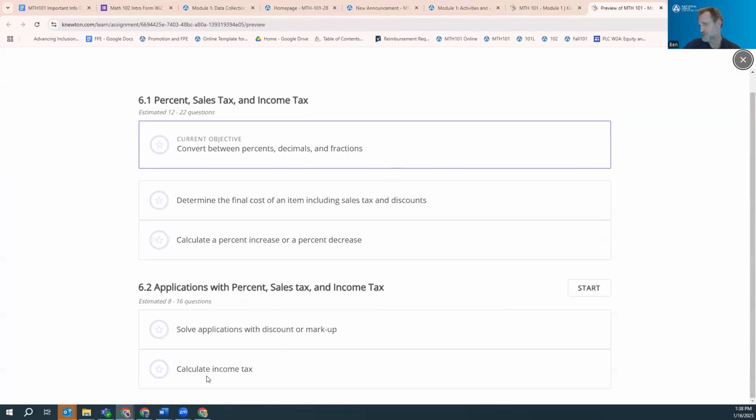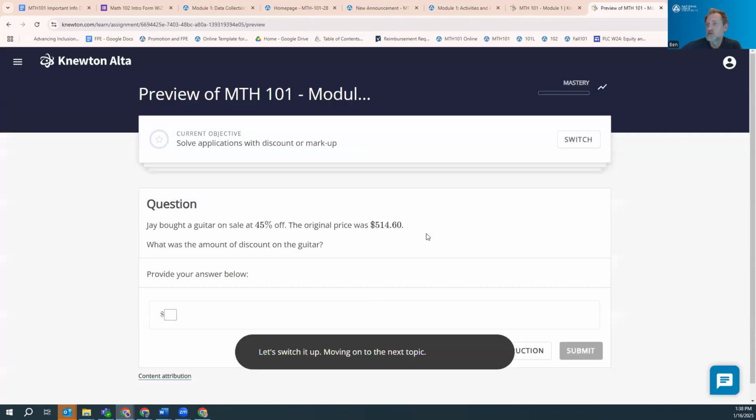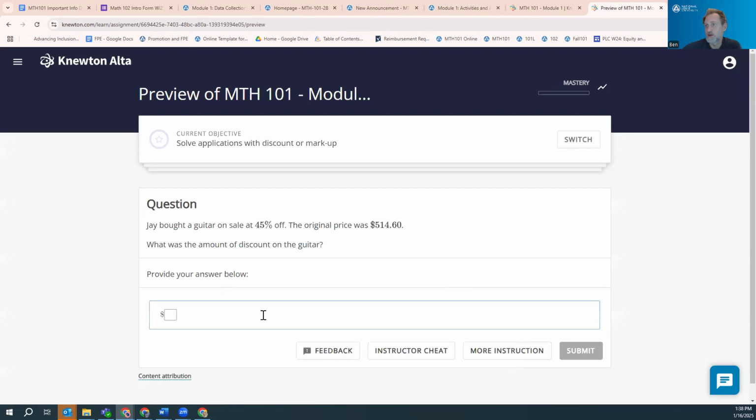I'm going to go to one of the harder problems and show you how I would think about it. So let's start this one. Jay bought a guitar, 45% off, original price $514.60. What was the amount of the discount on the guitar? One of the things that's really important about all these Knewton questions is reading carefully. This is not asking for the discounted price, but the discount itself.